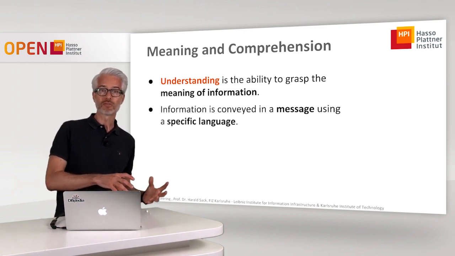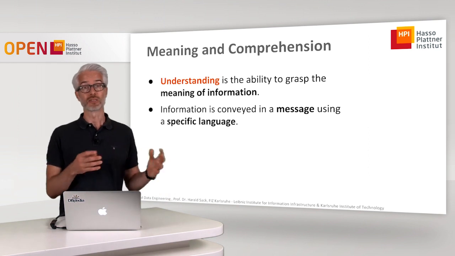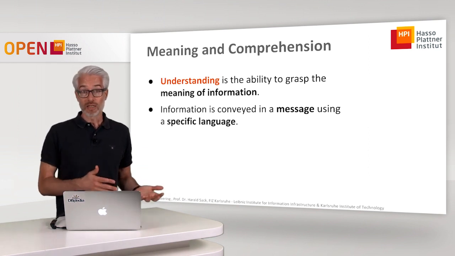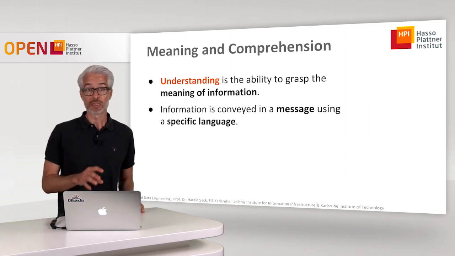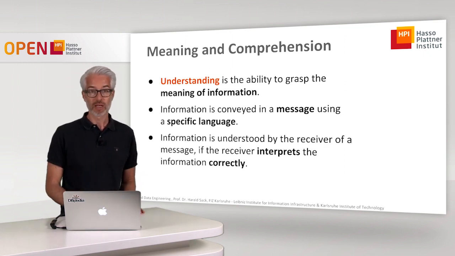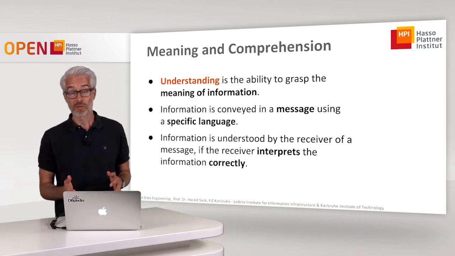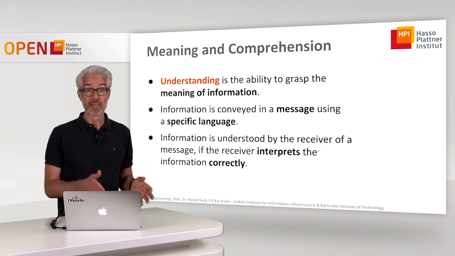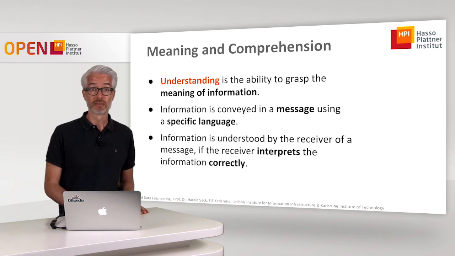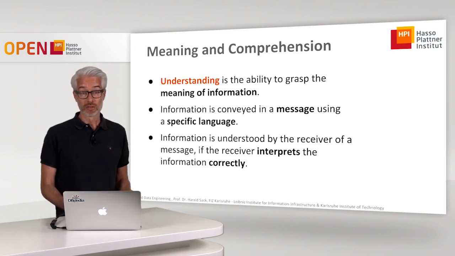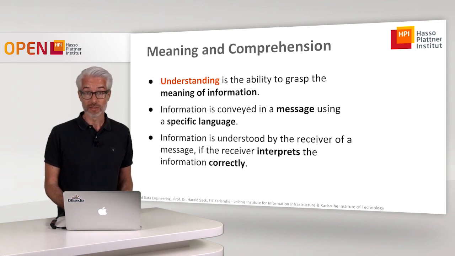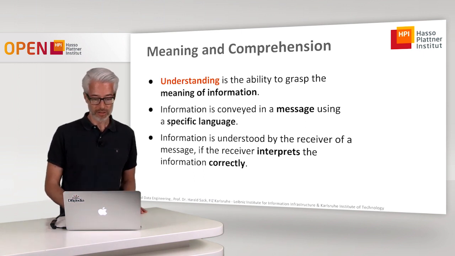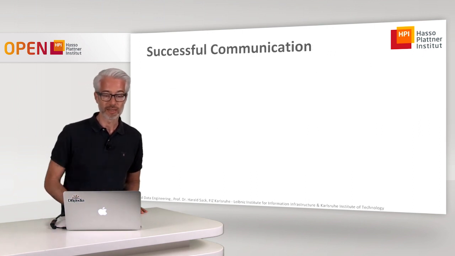And then information usually is conveyed in a message from a sender to a receiver. When I convey a message, I use a specific language in which this information is expressed. The information can only be understood by the receiver of a message if the receiver interprets the information correctly. If the interpretation is wrong, the information is not understood and the receiver does not understand the correct message. So these are rather important notions for the process of understanding.